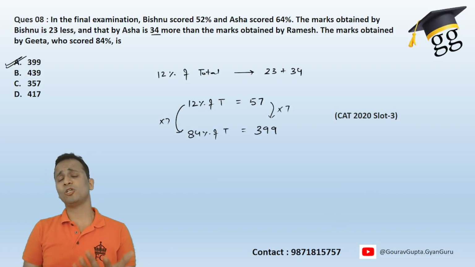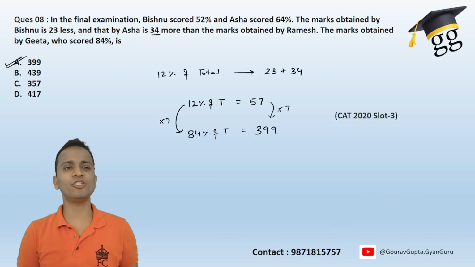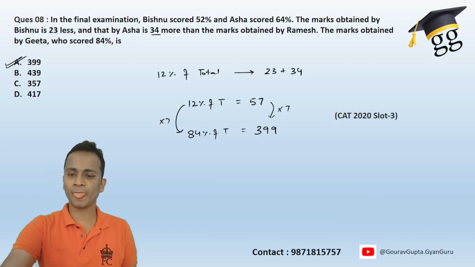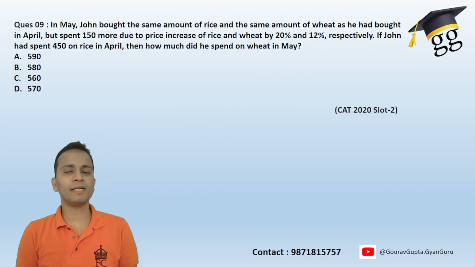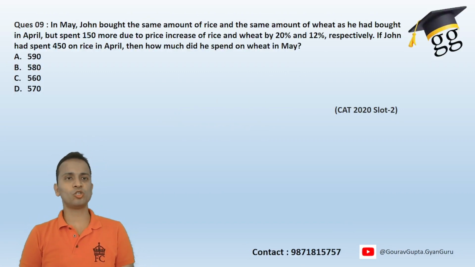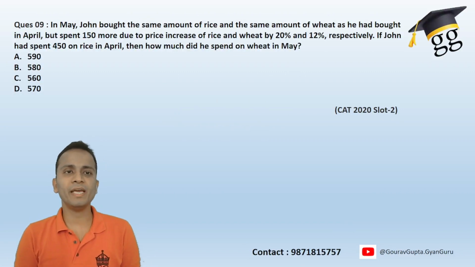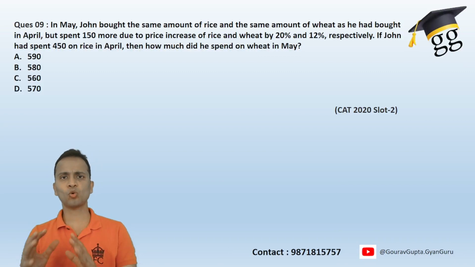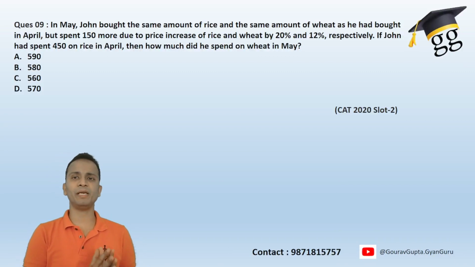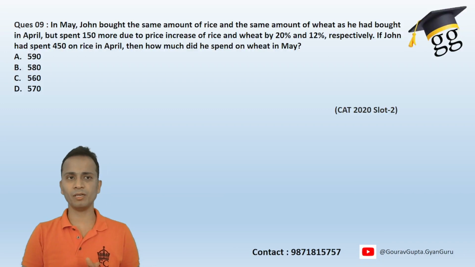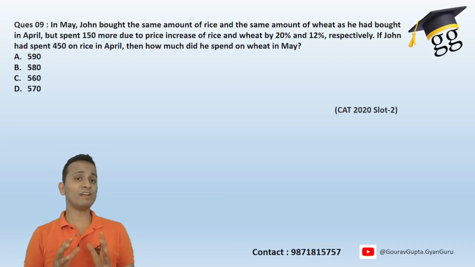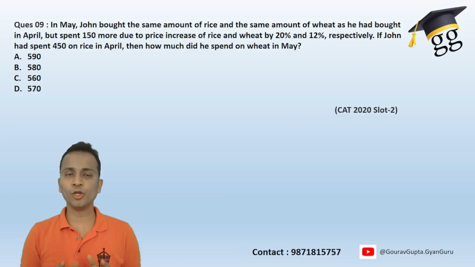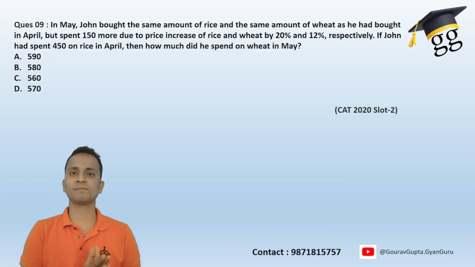CAT 2020 slot number 3, such an easy question was there. Okay. Next question, question number 9, CAT 2020 slot 2. In May, John bought the same amount of rice and the same amount of wheat as he had bought in April. Quantities same purchase की है May में, whatever he has bought in April, but he spent 150 more due to price increase of rice and wheat.